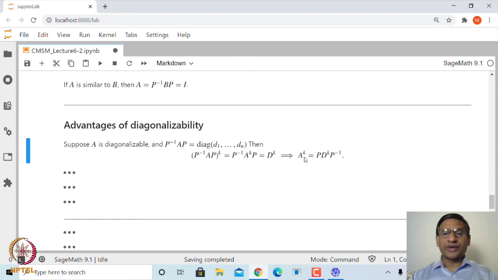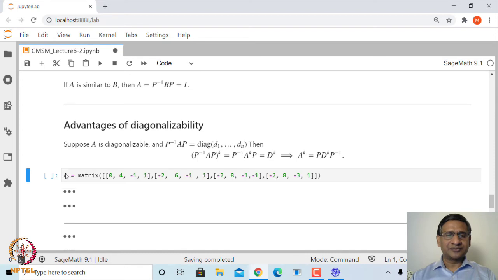So, in order to find A to the power k, all you need to do, once you have obtained this matrix P by which A is diagonalizable, is find D to the power k, which is simple. Finding the power of any diagonal matrix is a very simple task. So, that is the advantage of finding the power of a matrix, and this has lots of applications.